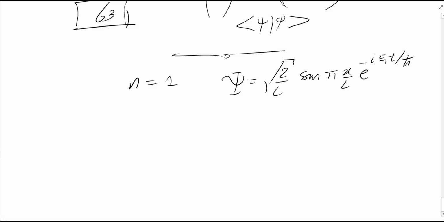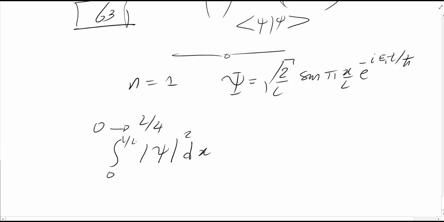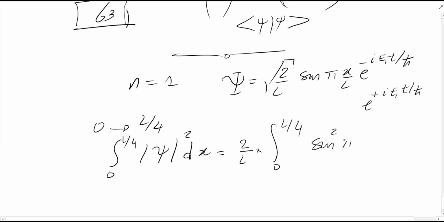Now we want to find the probability for the particle to be anywhere between 0 and L over 4. So for that we're going to take psi squared dx and sum it up from 0 to L over 4. Psi squared: this exponential is not going to be there, because you have an exponential of negative i E1 t over h bar, and you multiply it by another one that has a positive i E1 t over h bar when you do the complex conjugate, so this will have an exponential of 0, which is 1. So the only thing that is left in this calculation is 2 over L times this integral from 0 to L over 4 of sine squared of pi x over L.